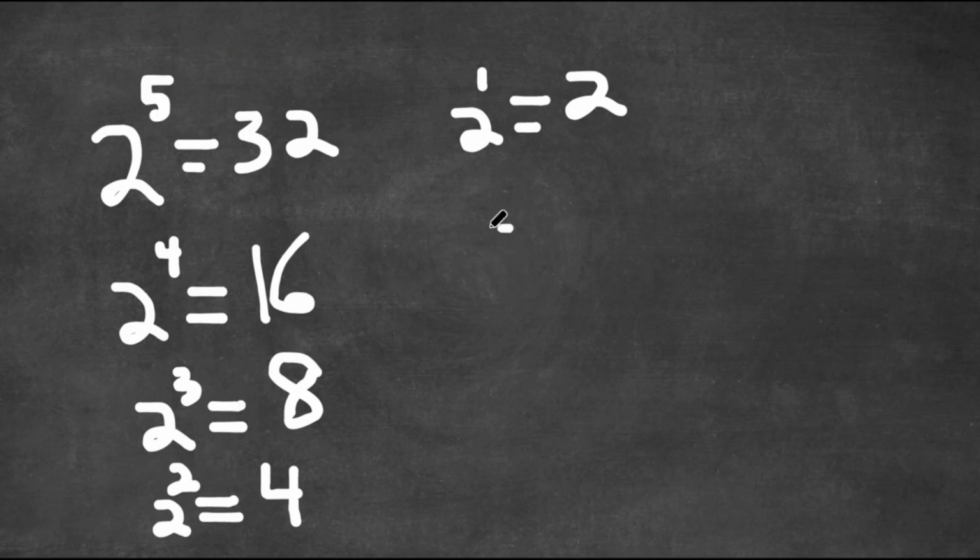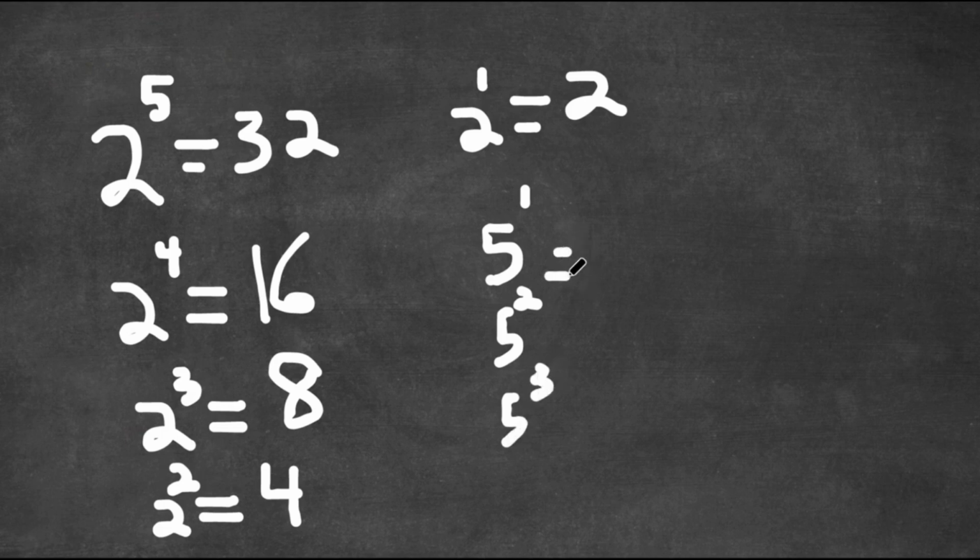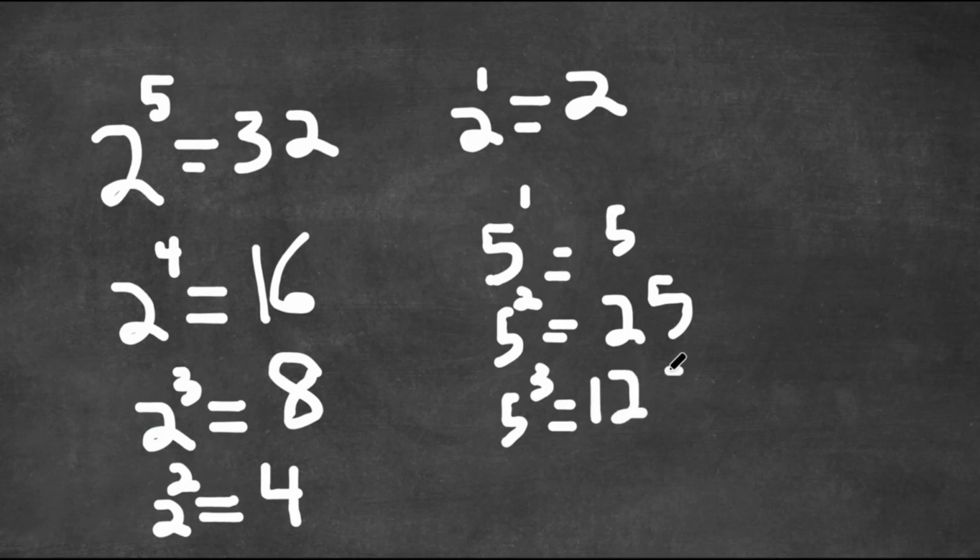And the same thing if we were to do 5: 5 to the power of 1, 5 to the power of 2, 5 to the power of 3. 5 to the power of 1 is 5, 5 to the power of 2 is 25, and 5 to the power of 3 is 125. And as you can see, the same rule applies. We have 5 to the power of 1 is 5, 5 times 5 is 25, and 25 times 5 is 125. So every time it is multiplied by the base once more.